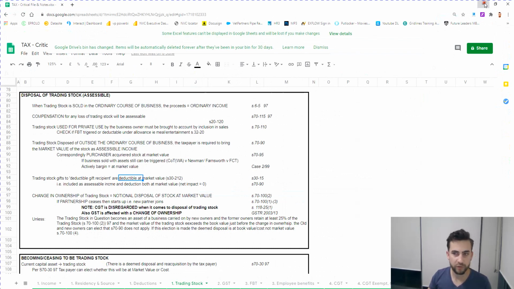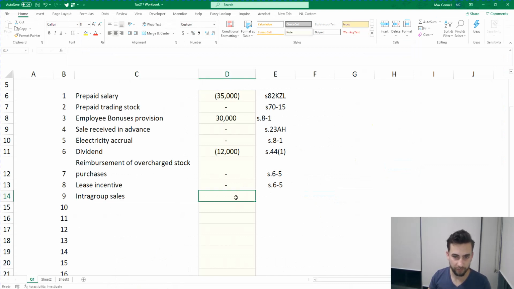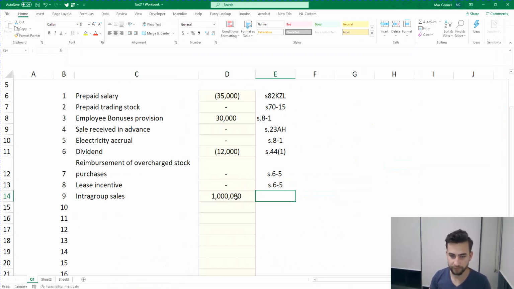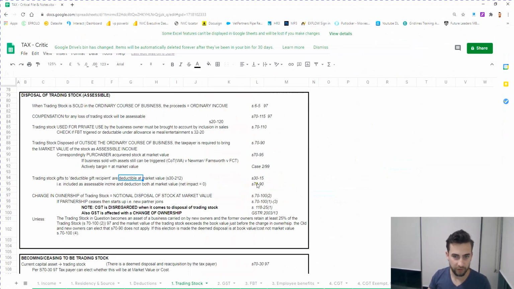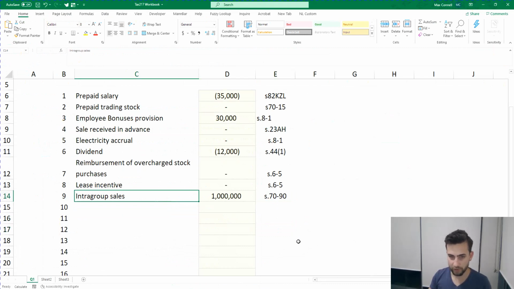So for tax purposes, what you need to record in your tax return is actually going to be $3 million, not $2 million. So that's what they've got currently. That's what it needs to be for tax. So they actually need to increase by $1 million. 1, 2, 3. And the section reference we can use there is this one, section 70-90. Okay, moving on.